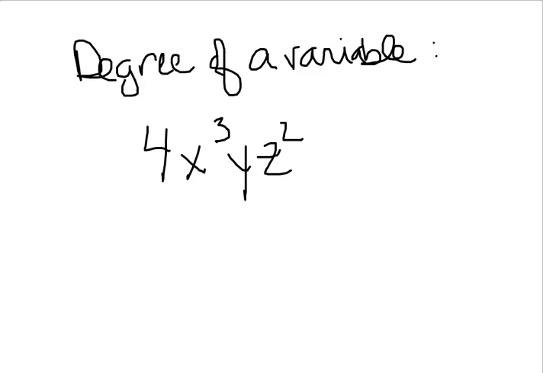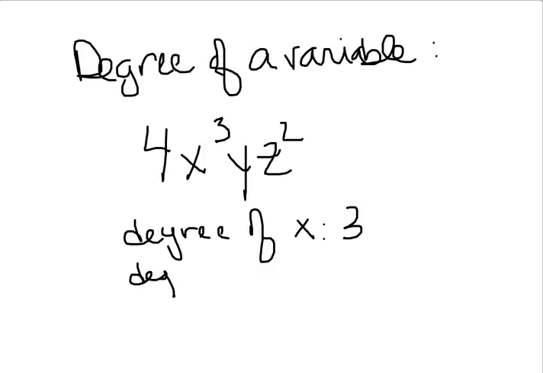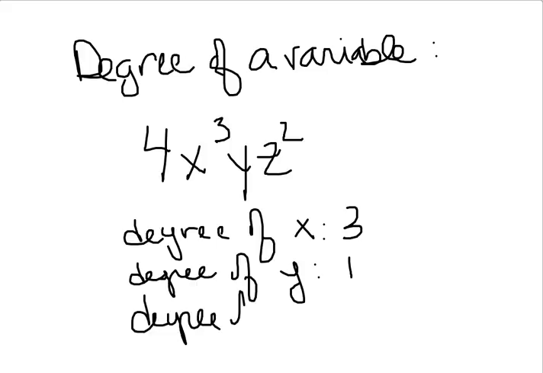So here I have this monomial 4x cubed y z squared. It's one term because they're all multiplied. There's no addition or subtraction. That's what separates terms, not multiplication. They're all together. And I might want to talk about the degree of a variable. So perhaps I want to talk about the degree of x. Well, it's the exponent of x, so here it's going to be 3. The degree of y is going to be 1, and the degree of z then is going to be 2.